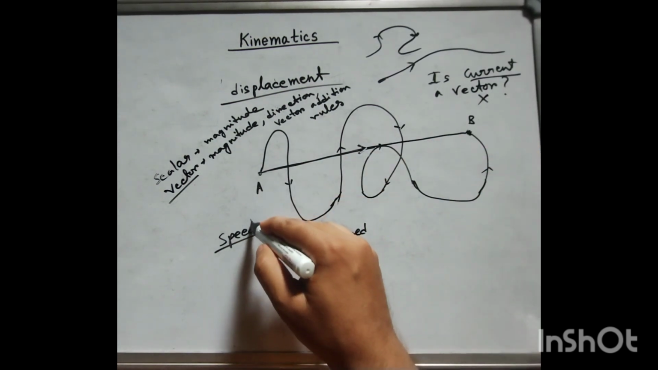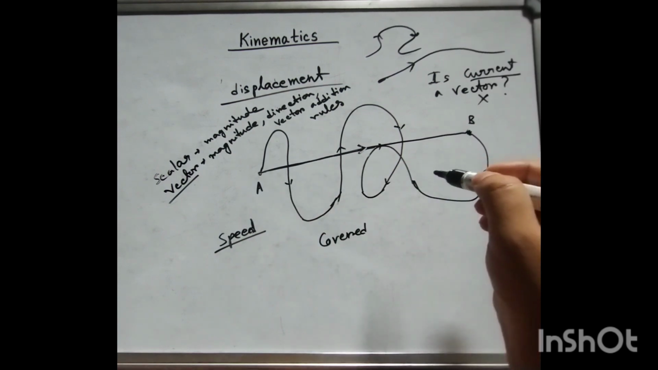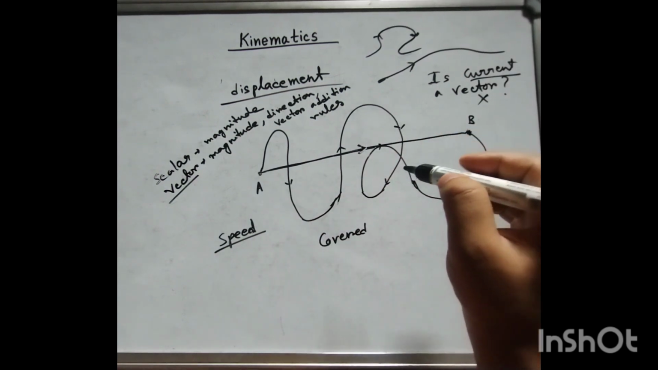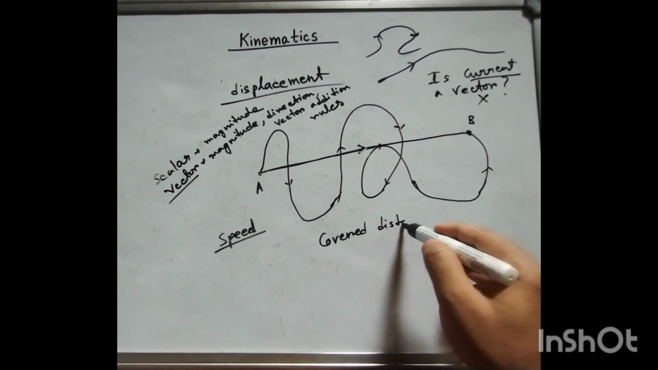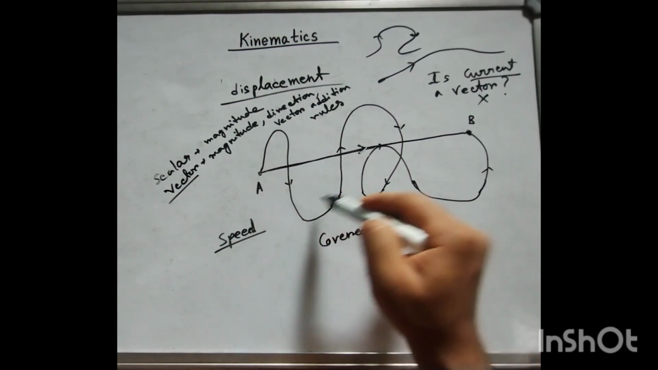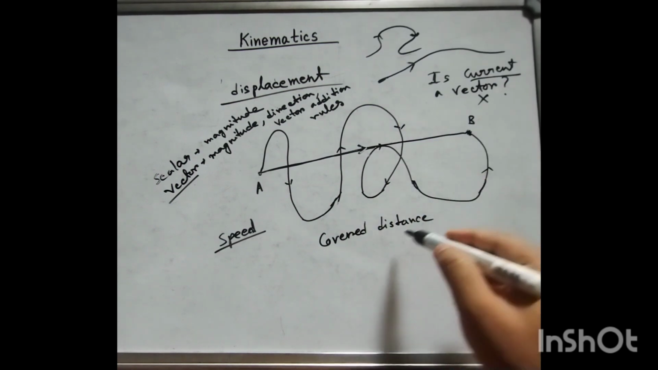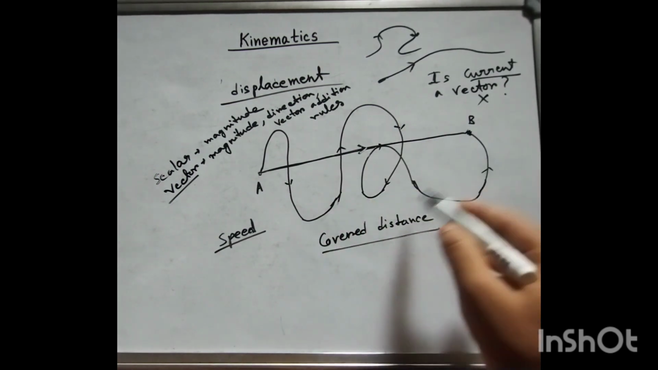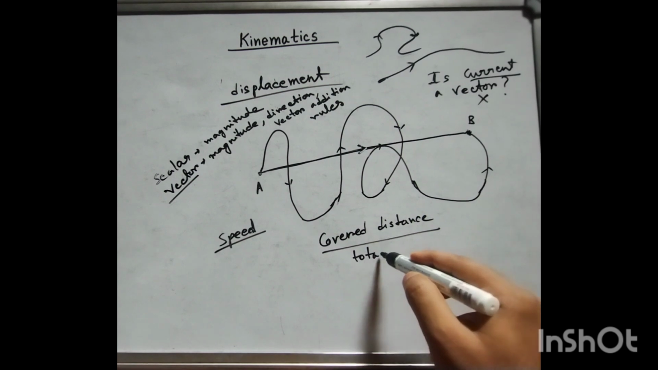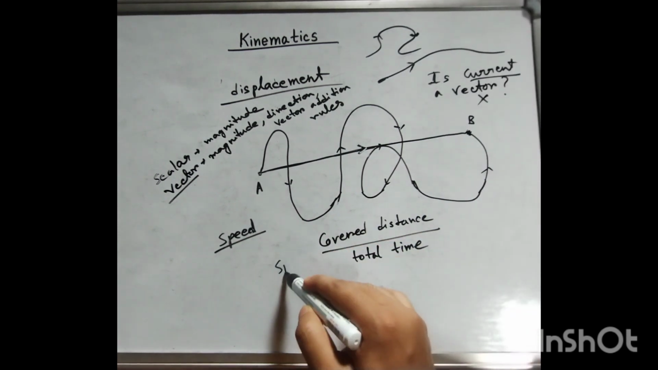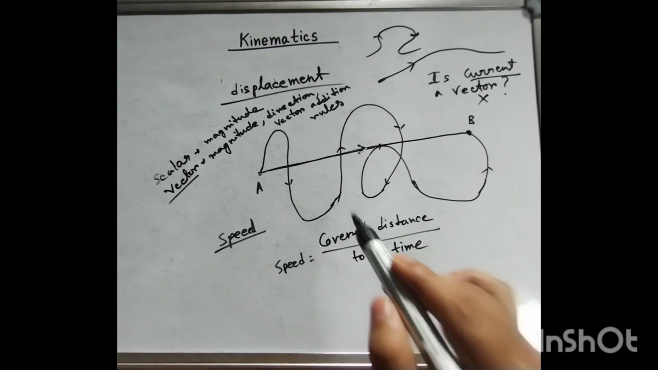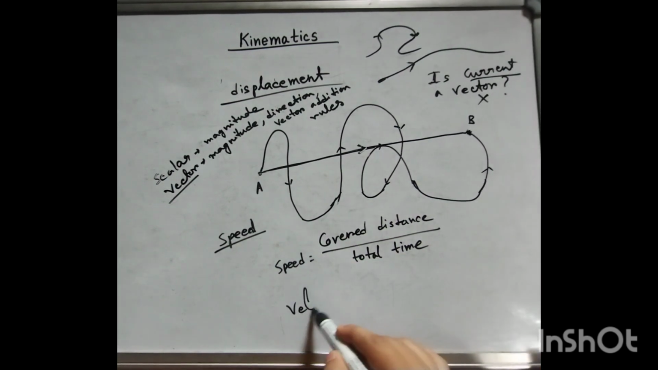Now if I find speed, what was your speed, then you have to find the covered distance, the whole distance you covered, by the total time you have taken, that is your speed. And what is velocity?